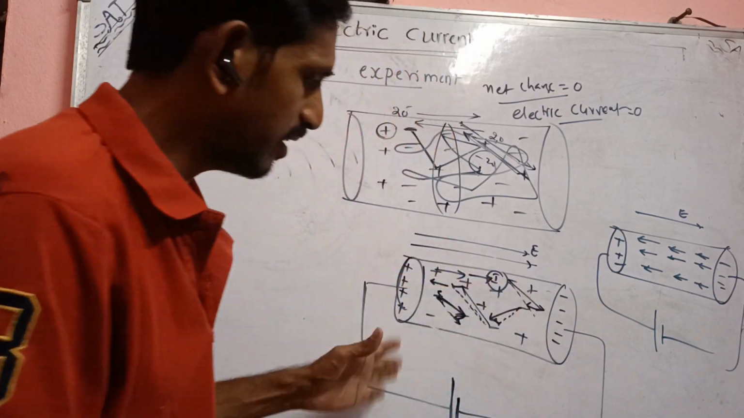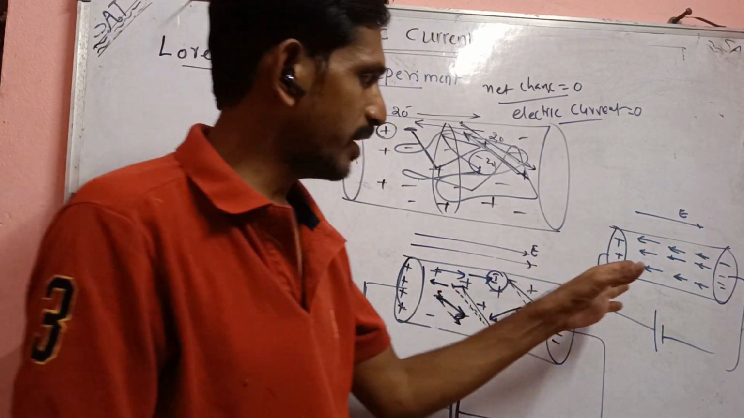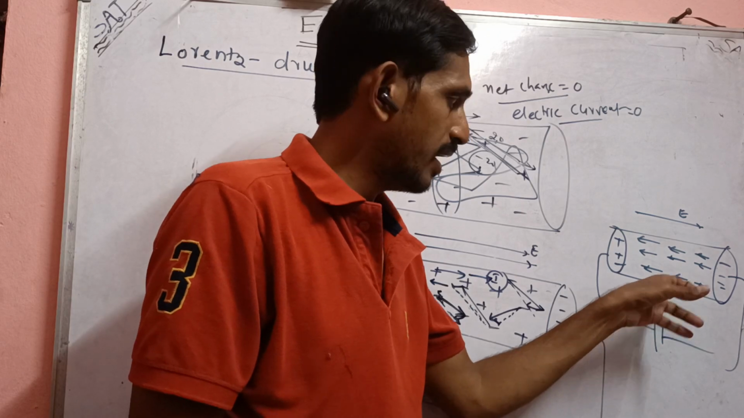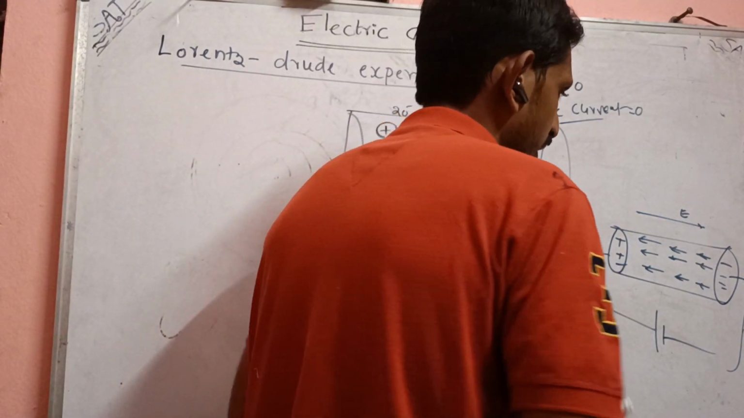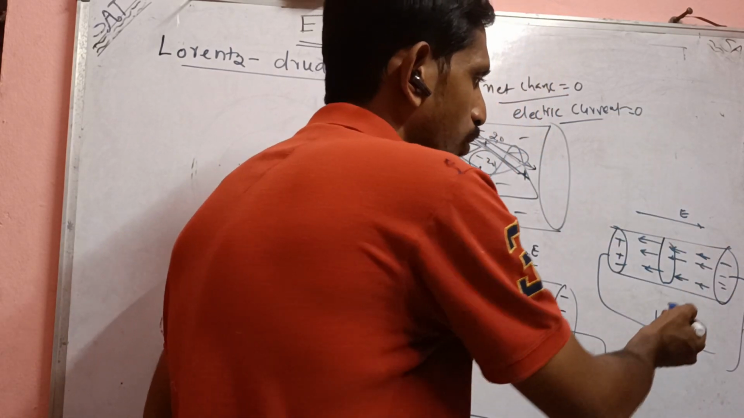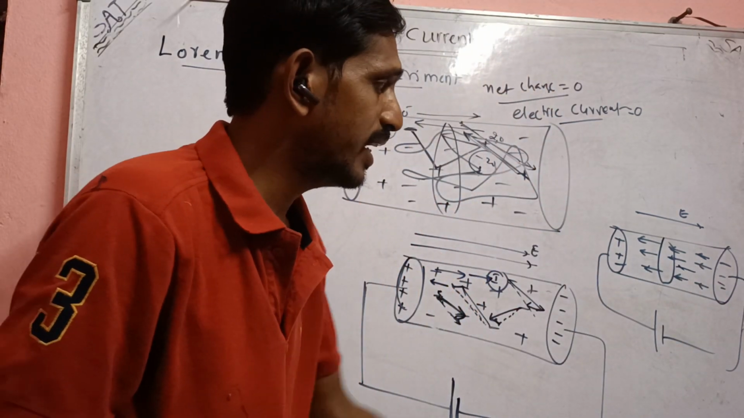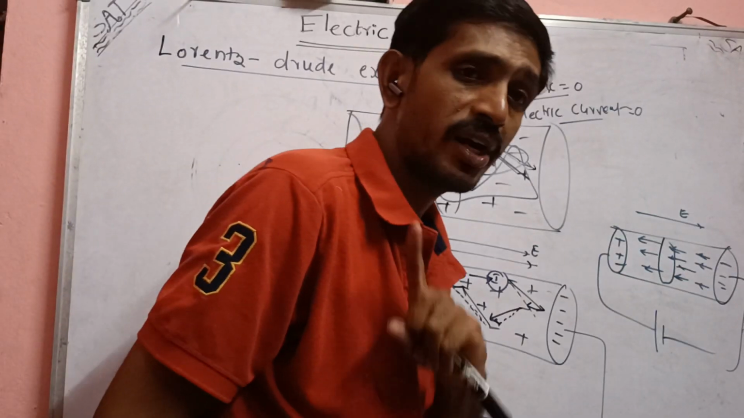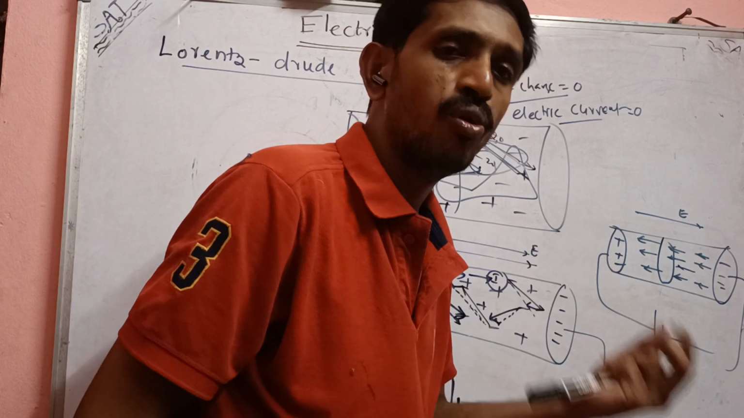Now we can define the current. For example, when you apply the battery or cell across this conductor and find the charge across any cross section, all electrons are moving in only one direction. If you calculate the charge at any cross section of the conductor, the net charge is not equal to zero. Net charge is present, so current is flowing.